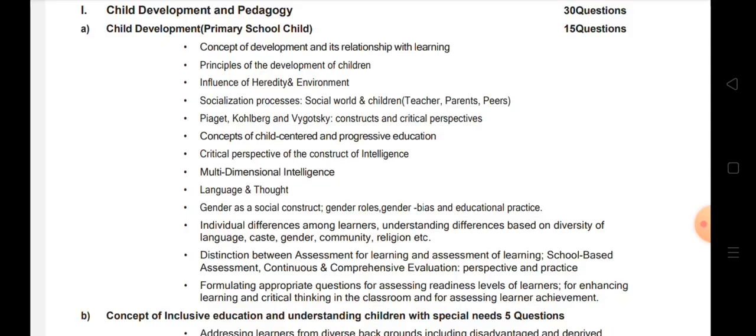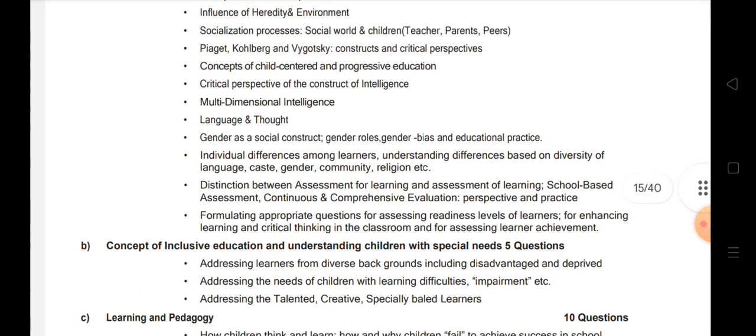Now, multidimensional intelligence. Intelligence can be of different types. Some people are good at language learning, some are good at kinesthetic learning, some are good at literature, some are good at mathematics, some are good at music. So we have different types of intelligence. We also have to learn about language and thought. Then we have to learn gender as a social construct, gender roles, gender bias and educational practice.